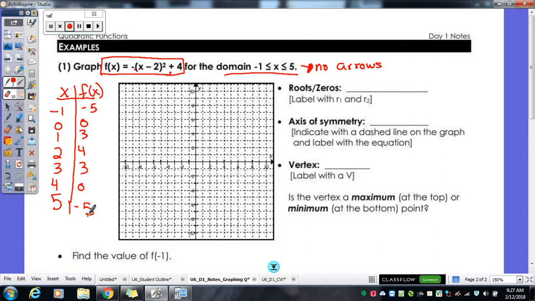So this table is a little different from our last table. This has a middle number where that y value is not repeated. We're going to talk in a minute about what that is. So go ahead, plot your points if you haven't already done so. Again, there's no arrows on this graph because they gave us a domain. That's what we call a restricted domain.